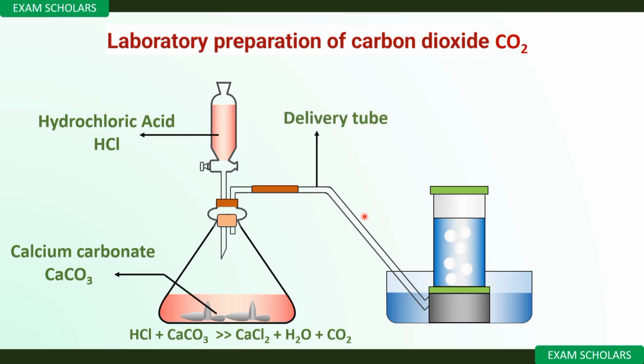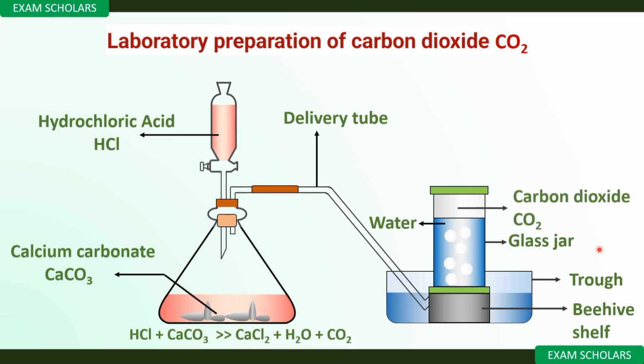Now this is the delivery tool. You can see that we have downward delivery, and this setup is known as BF shape. This one is straw. So we have water and we have a glass jar, so we can collect our carbon dioxide here.